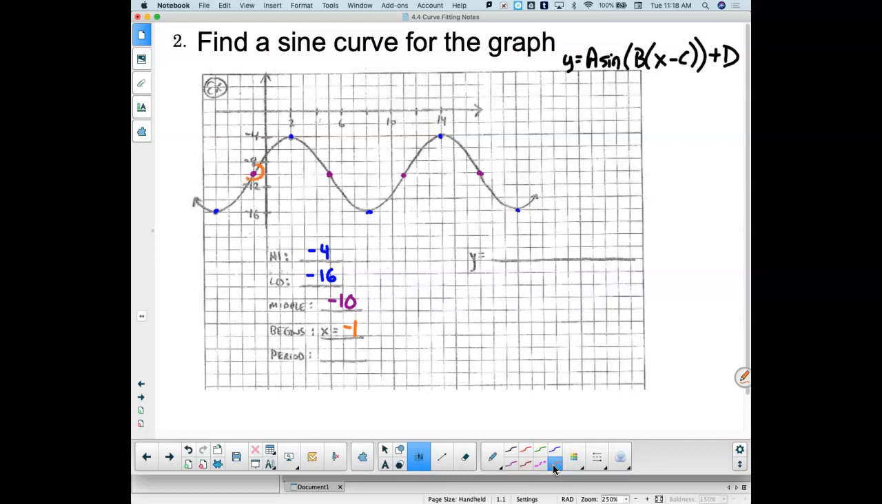So we are going to start right there. Do I know my A value, my amplitude? What is it? Six, the distance from my middle to the top is six, or to the bottom is also six. So this is going to be six times the sine of, do I know my B value? Not yet. If I start at negative one, that means that I would end at 11.